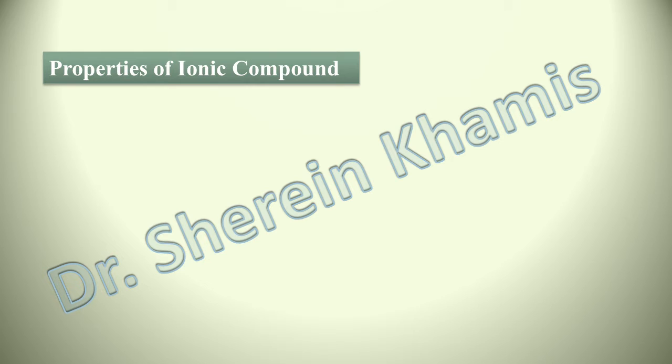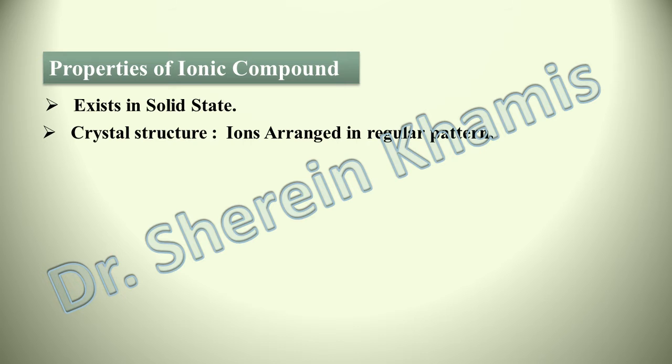Okay, what are the properties of ionic compounds that we want to know? The first one: they exist in only one physical state, the solid state. The other one is the crystal structure, where ions are arranged in a regular pattern.